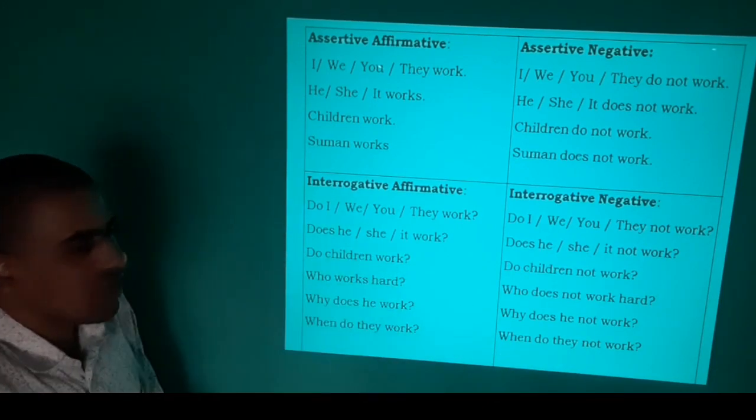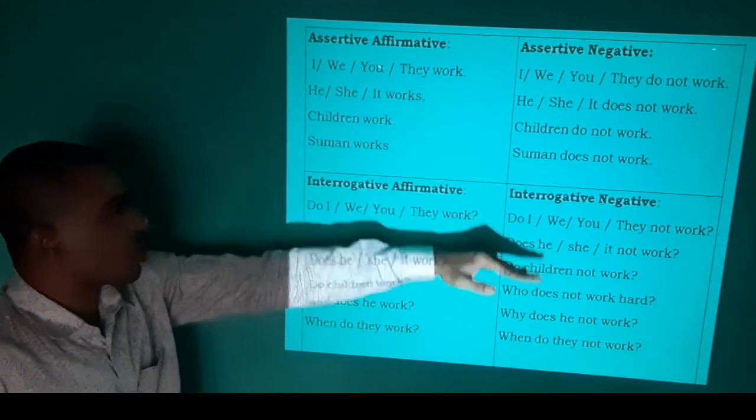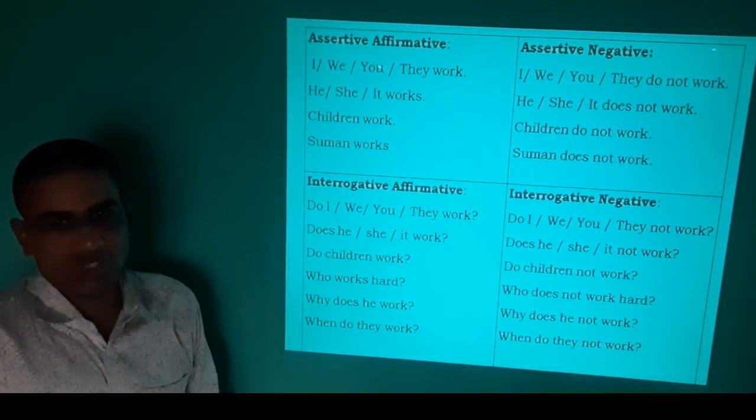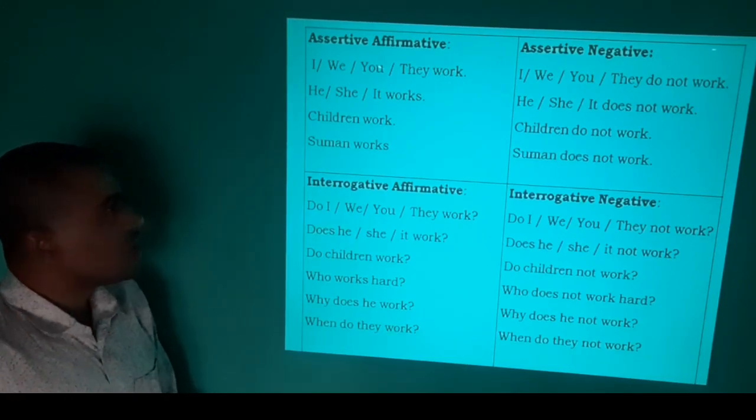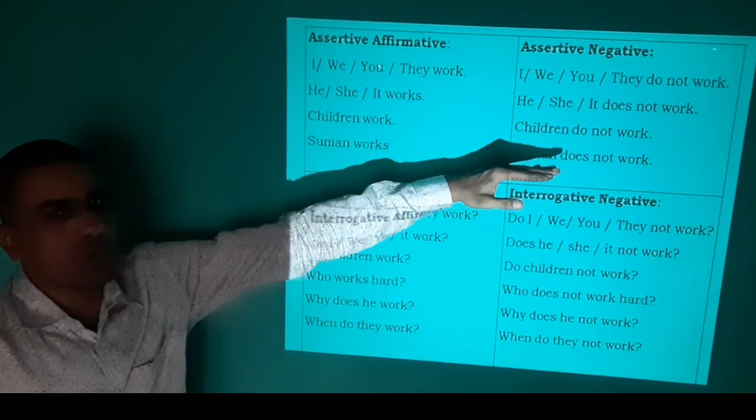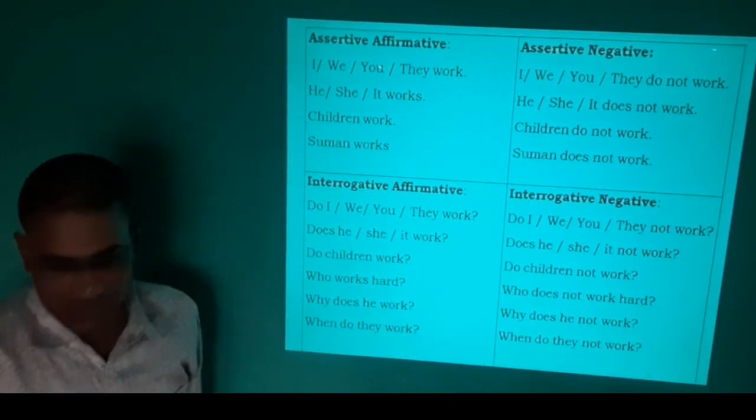So all these things when you look at, we can make a lot of sentences basing on this. If you just remember these, you can make a lot of sentences.